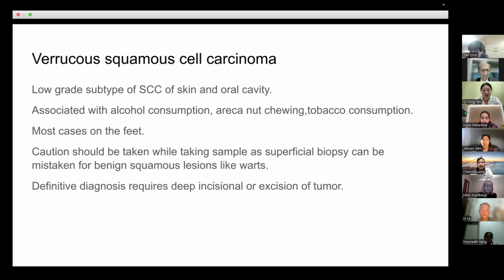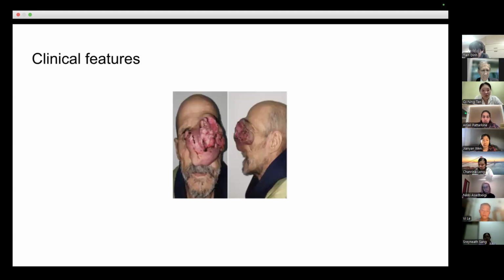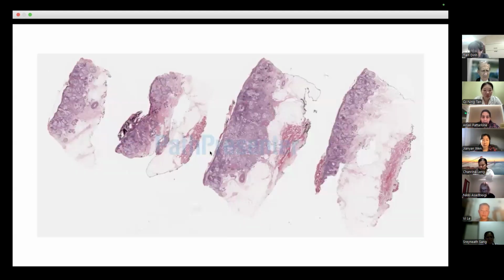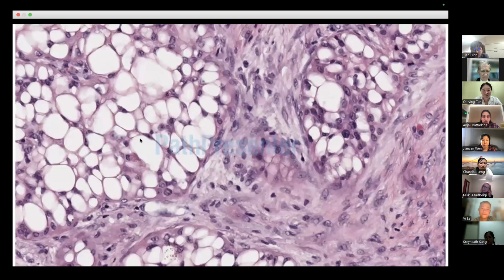Okay, let's go to the next case. A 60-year-old male presented to a clinic with a large exophytic growth on his face. This was the excision biopsy taken in low power. And this is the high power resolution. As you can see, there are large clear cells with clear margins and pleomorphic nuclei.